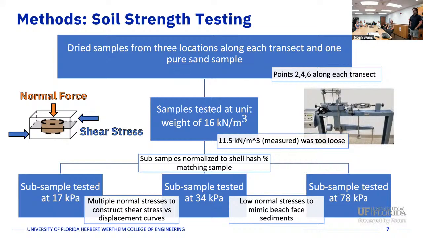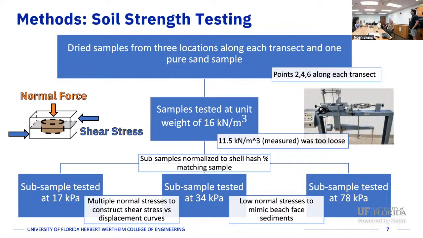They were tested at a unit weight of 16 kilonewtons per meter cubed. And this was because when we actually did our dry density and our dry unit weight, it was significantly smaller than we expected. And so we had to actually increase the compaction of the samples to actually get reasonable testing results. These subsamples were then normalized to shell hash percentage.